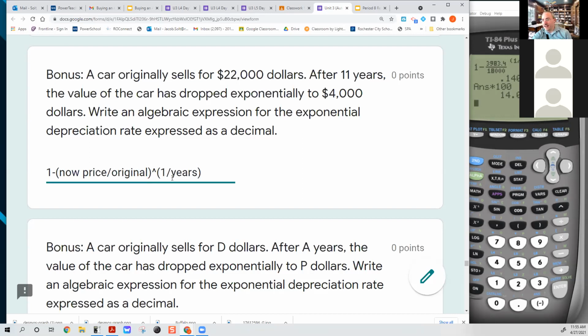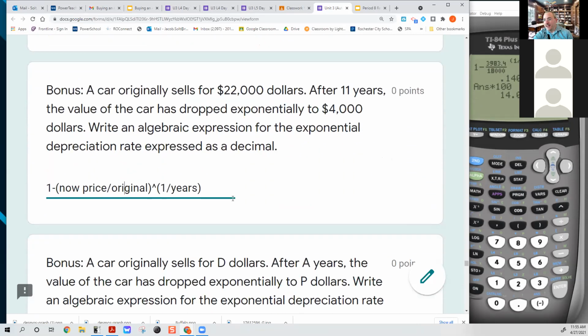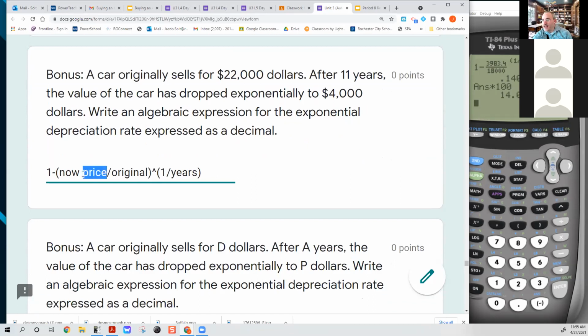Ooh, I need an I in there again. I'm getting this formula right from here, right? I'm just using what they're using right there. I'm going to plug in these numbers. The now price is $4,000. The original price is $22,000. And in the years, 11 years. That's all I'm asking for.